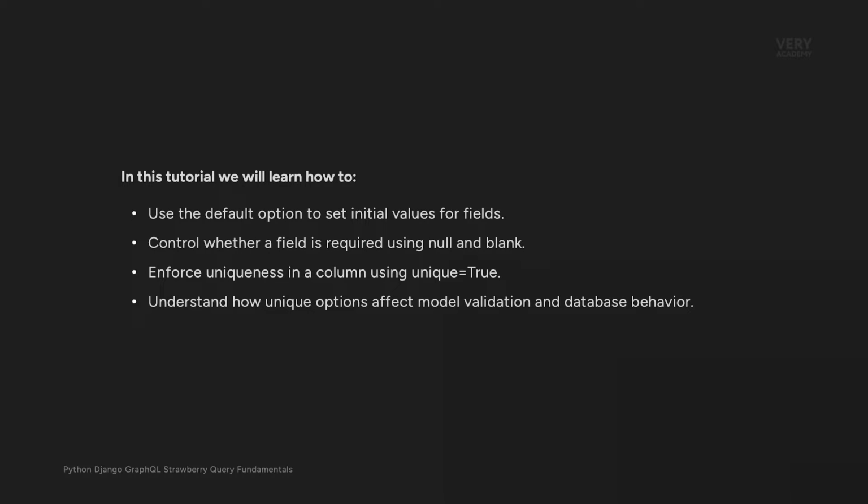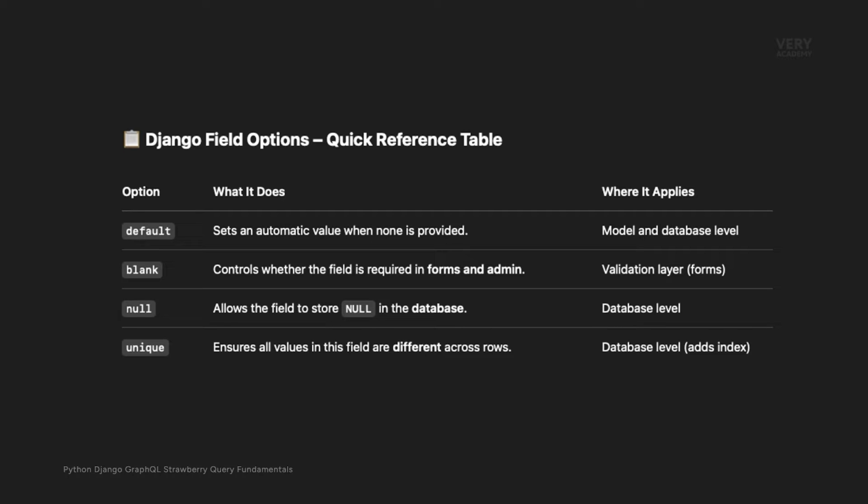Before we take a look at the last type of relationship that we can model, a one-to-one relationship between models, in this tutorial we're going to look at how to control field behavior in Django models, specifically using options like default, blank, null, and unique. So these settings help define how data is handled, whether a field is required, if it can be left empty, or if it should have a default value or it must be unique. So we're going to take a look at these four field options, default, blank, null, and unique. So let's start with default.